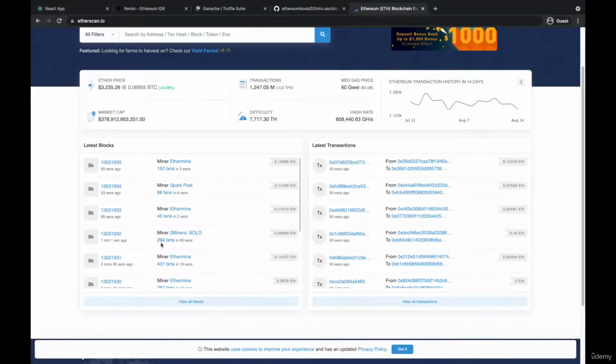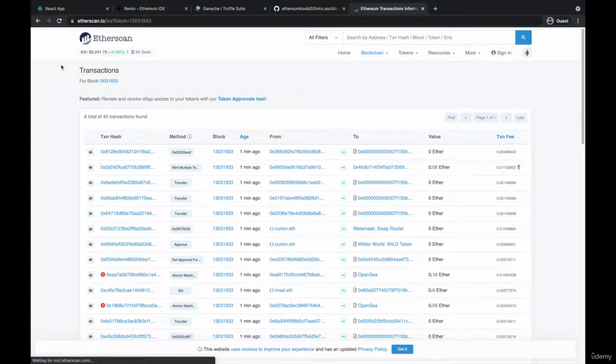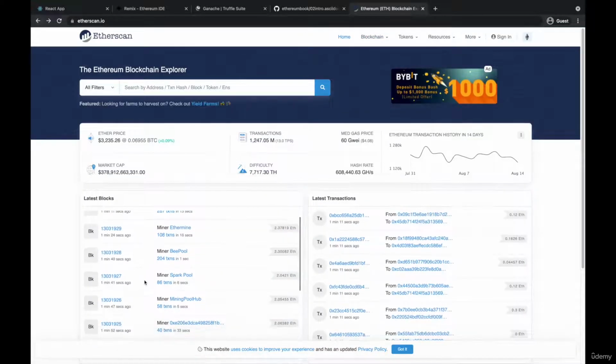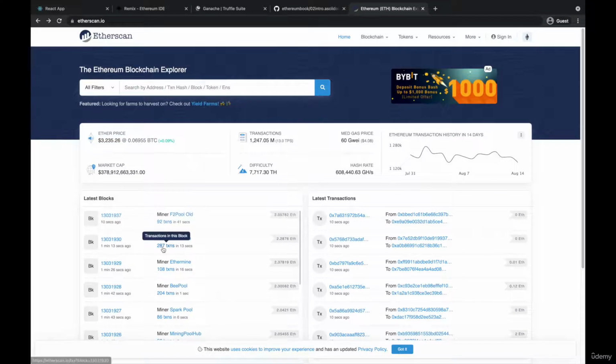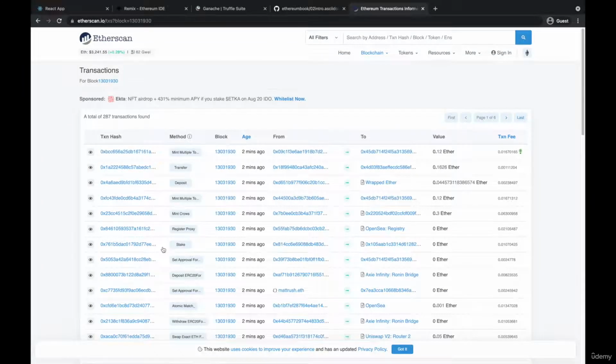So here, for example, I have 294 transactions. Oops, I clicked on the other one. Or let's say this first one. Okay, and we'll choose a very simple transaction. For example, look for a transaction where the method is transfer. This is basically transferring Ether. Okay, I will click this one.